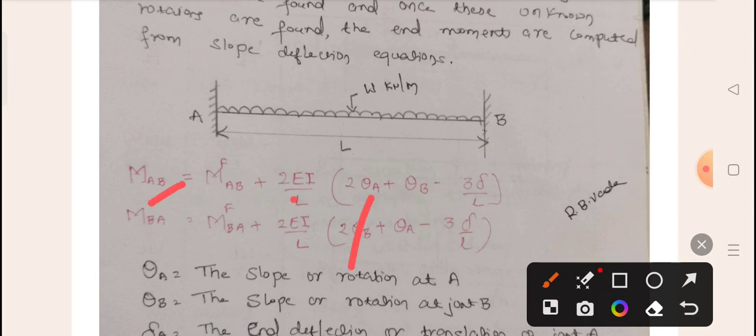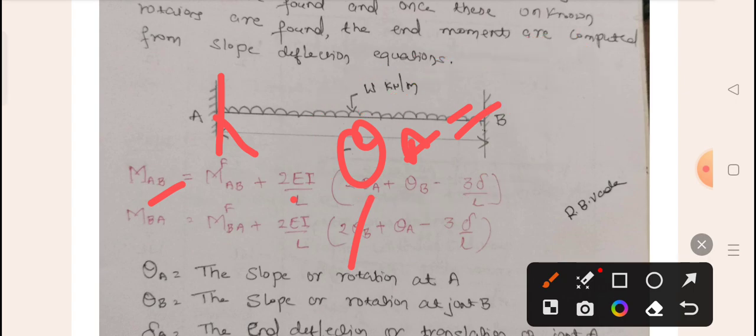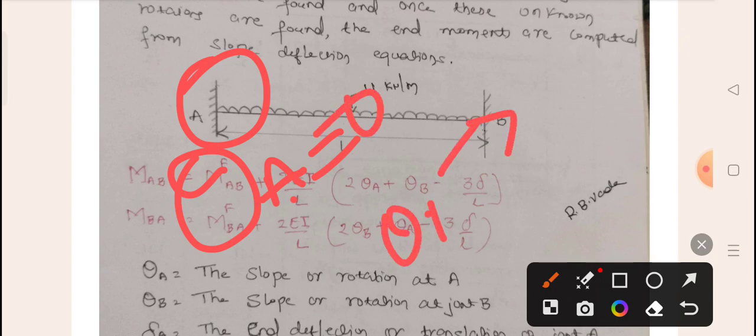Next one is theta A. What is the meaning of theta A? Theta A means the rotation, or slope, at point A. You have to remember this one. So what is the slope at point A? If it is a fixed end, the slope will be equal to 0. If it is other than a fixed support, so if it is a roller support or a hinge support, the theta value is going to exist. It is not equal to 0. Whenever there is a fixed support, at that point the theta value will be equal to 0. Here theta A is equal to 0 as well as theta B equal to 0.